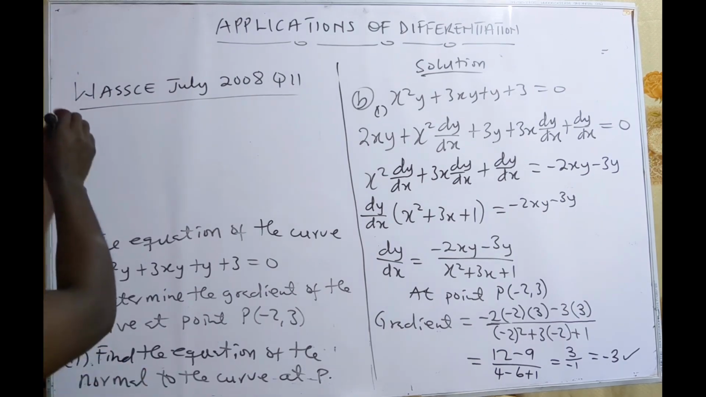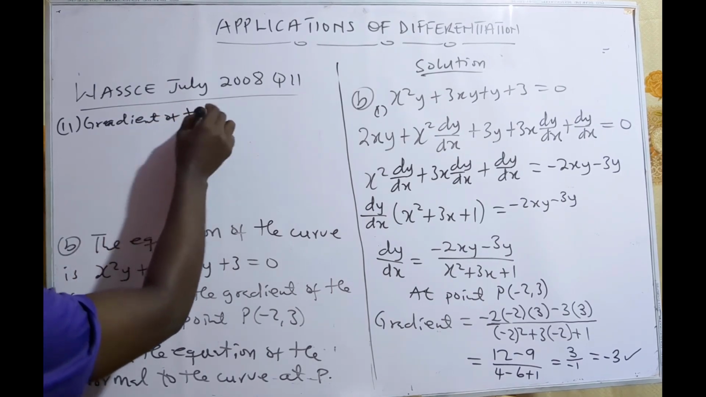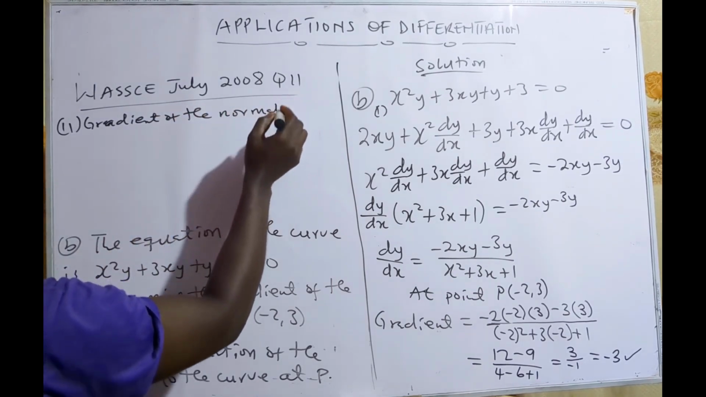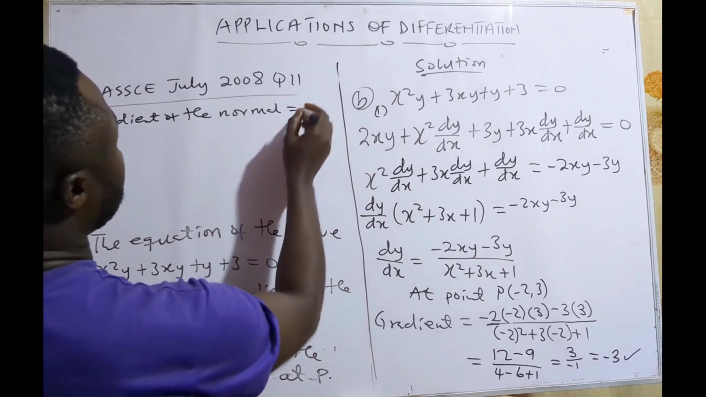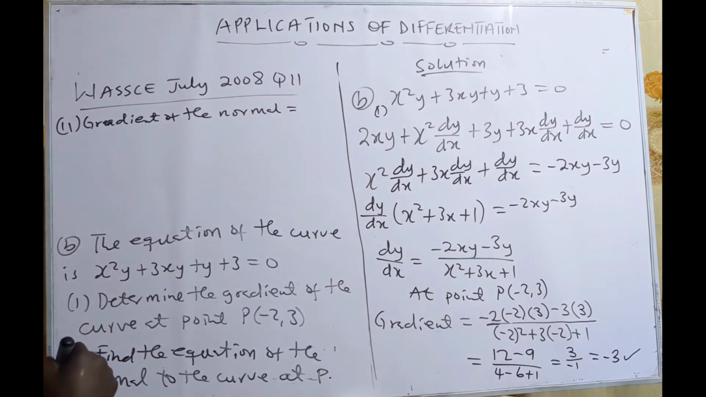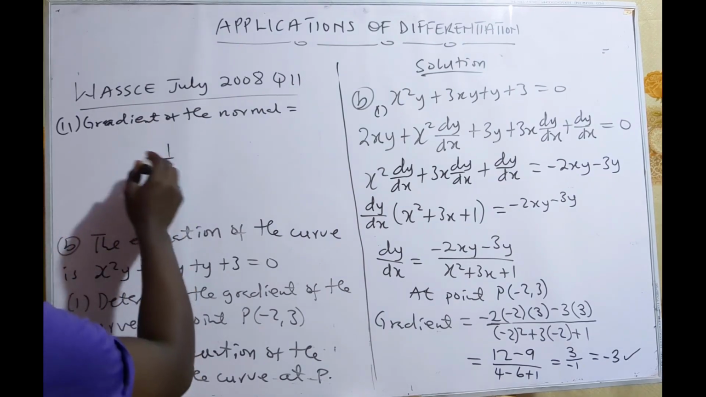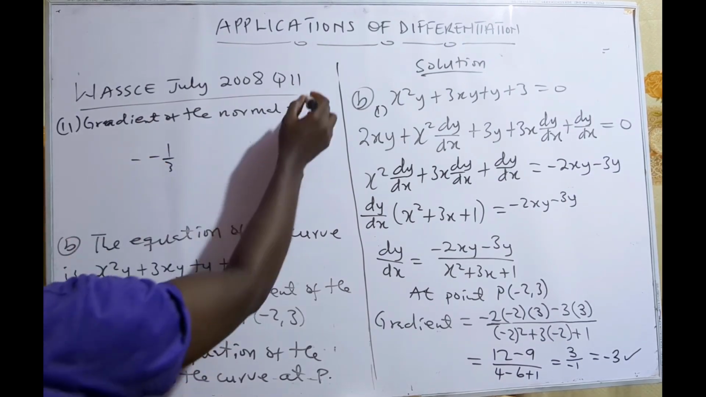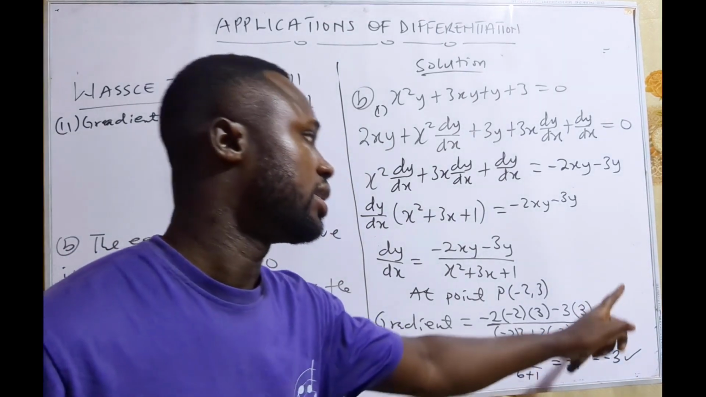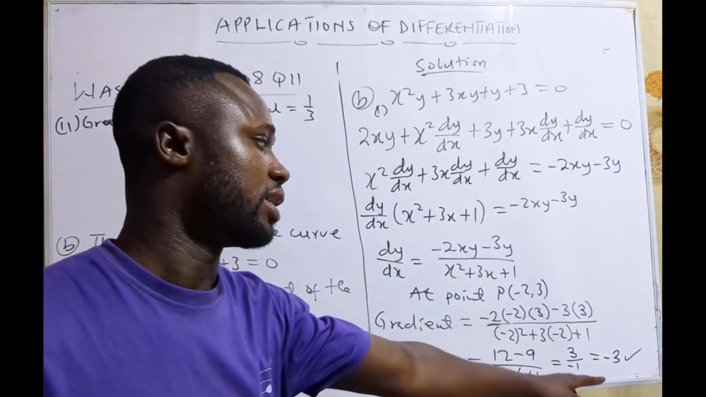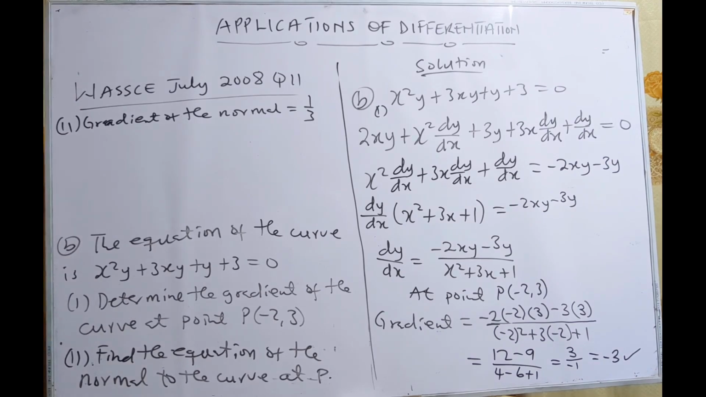Okay. So therefore, we have to find the gradient of the normal. So the gradient of the normal is negative reciprocal of what? Of this one. So what is the negative reciprocal of -3? The reciprocal of -3 is what? -1/3. And the negative reciprocal, that is negative, will give you positive. That will be 1/3. Alright, I believe you get it. So the reciprocal of -3 is -1/3. Okay, then I multiply by -1, that will give me 1/3. Alright, so that is the gradient of the normal.